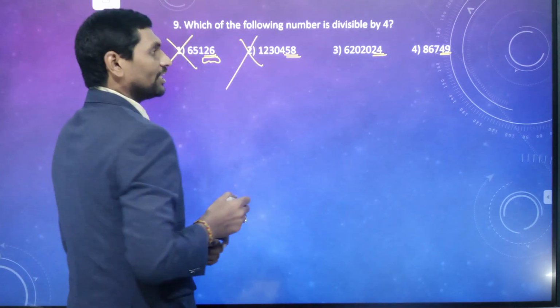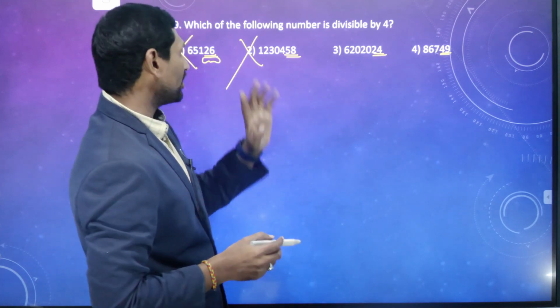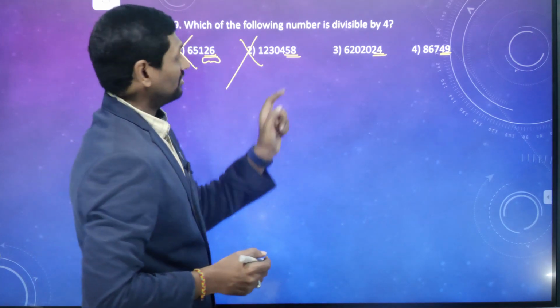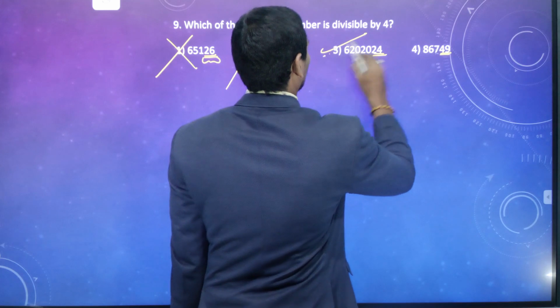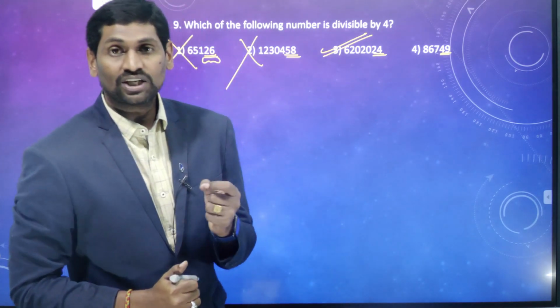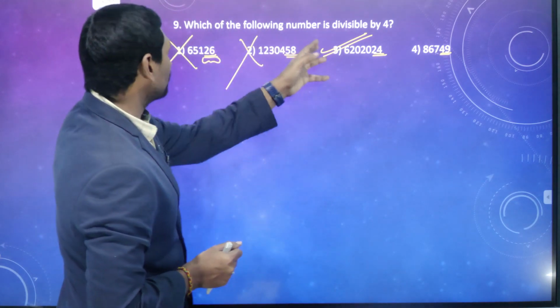58. 56 is a multiple but not 58. So that is also not a correct answer for us. Now, the third option, 24. Yes, the last 2 digits are 24. 24 is a multiple of 4. Therefore, the required answer is option number 3.